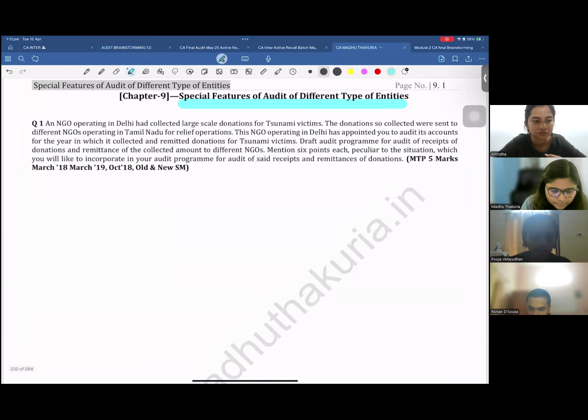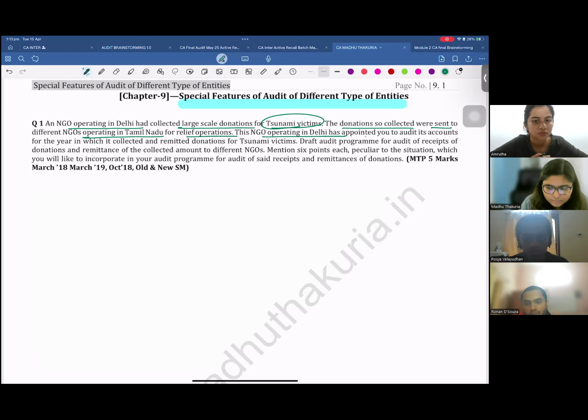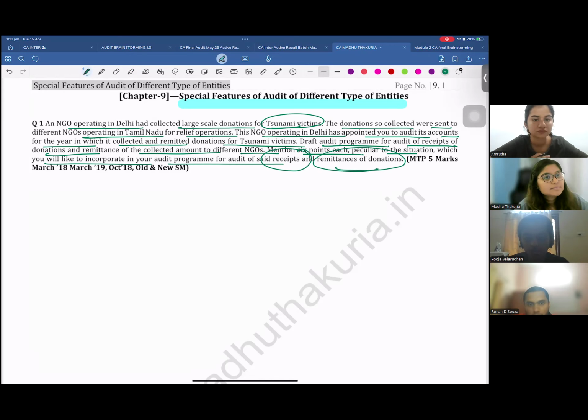An NGO operating in Delhi has collected large-scale donations from tsunami victims. The donations so collected were sent to different NGOs operating in Tamil Nadu for relief operations. This NGO operating in Delhi has appointed you to audit its accounts for the year in which it collected and remitted donations for tsunami victims. Draft an audit program for audit of receipts of donations and remittance of the collected amount to different NGOs. Mention 6 points each peculiar to the situation, which you would like to incorporate in your audit program for audit of the said receipts and remittance of donations. So it's a very specific point. You can't put any generic point for the audit of non-governmental organizations.